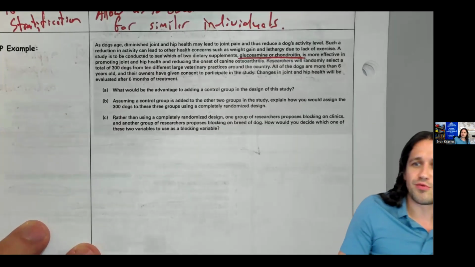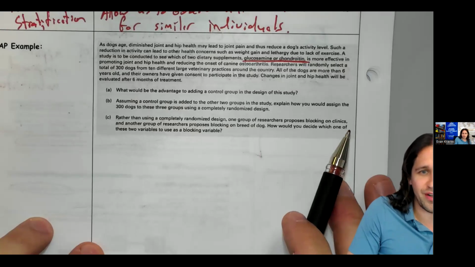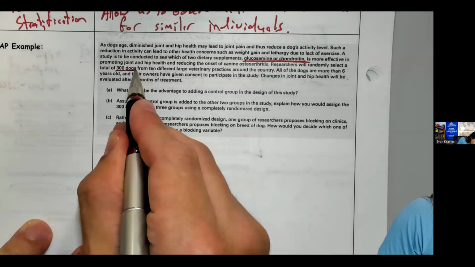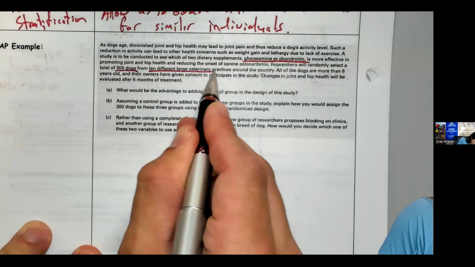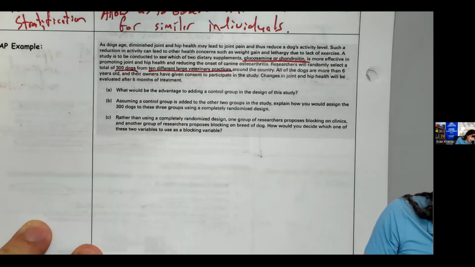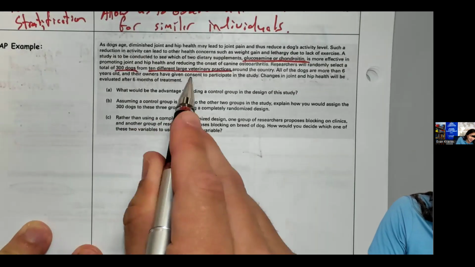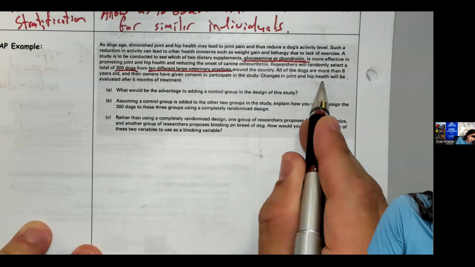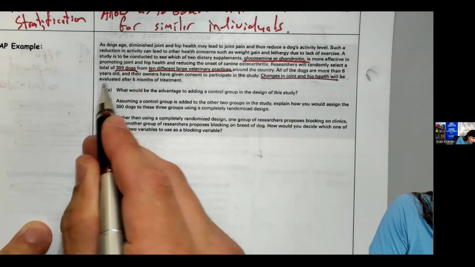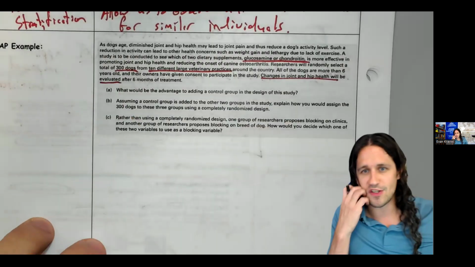Ouch. Researchers will randomly select a total of 300 dogs from 10 large veterinary practices around the country. All the dogs are more than 6 years old. Their owners have given consent. Great changes in joint and hip health will be evaluated. So that's like the response variable.